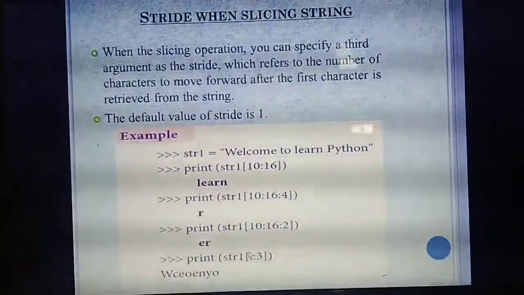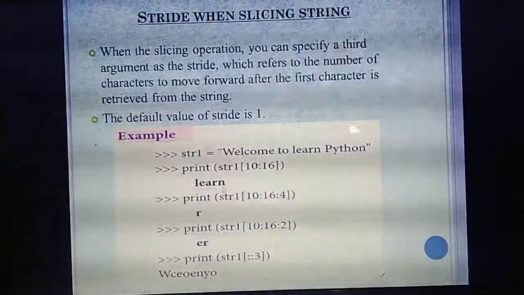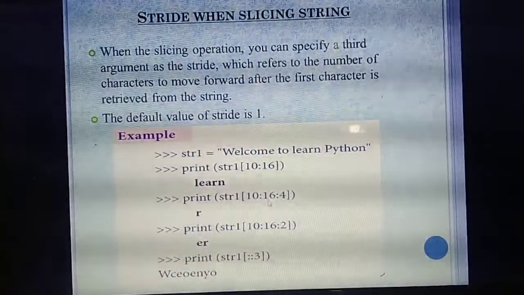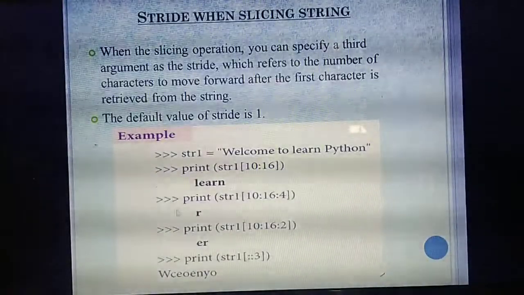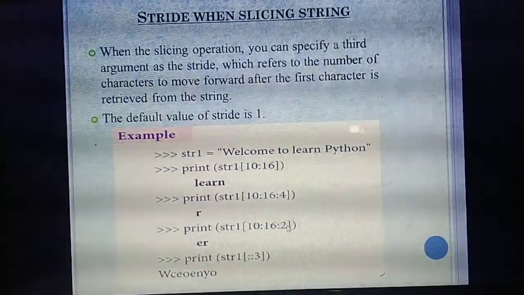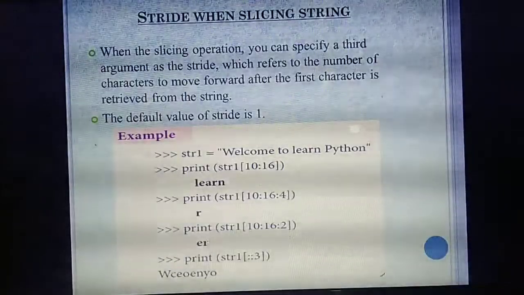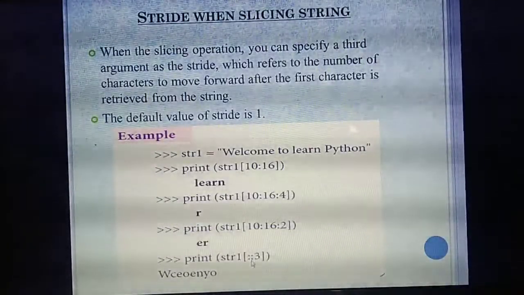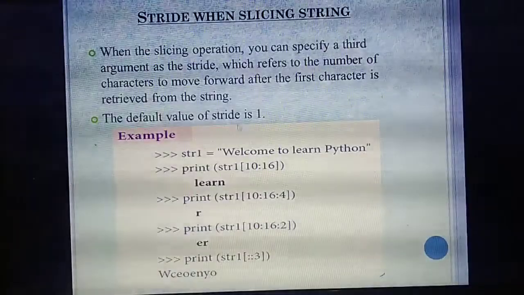So, listen. Till this, can you understand? So, 10 to 16 learn. Then from here, you are going to slice 4. Already you have sliced R. Along with this, next you are going to slice 2. So, the second letter is ER. Next, listen. Each third letter you need to write.